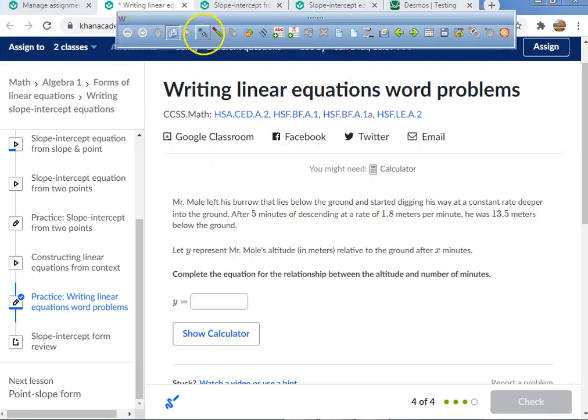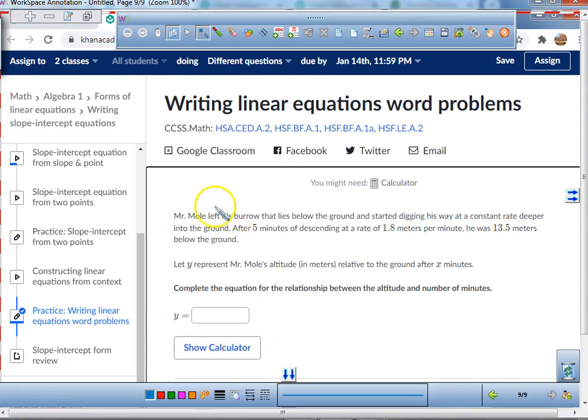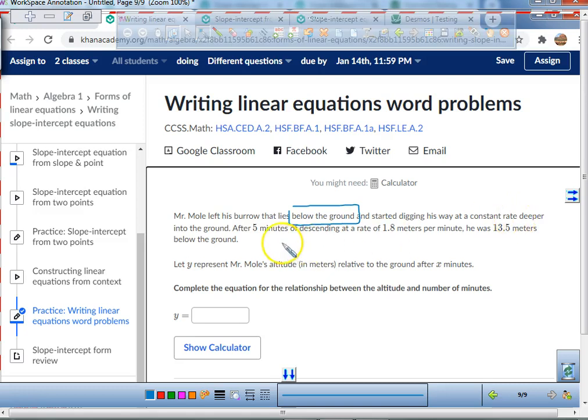All right. So I'm going to do one more of these. Mr. Mole left his burrow that lies below the ground. If it's below the ground, that lets you know that your y-intercept is negative, and started digging his way at a constant rate deeper into the ground. After 5 minutes of descending at a rate of 1.8 meters per minute, he was 13.5 meters below the ground. So once again, if he's digging down, that means this rate right here is negative.